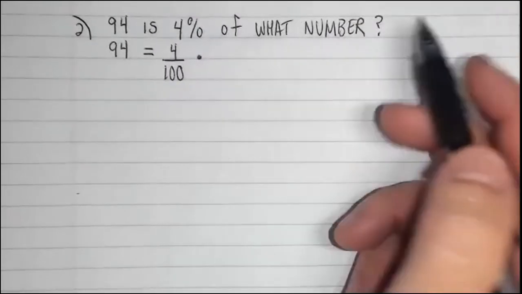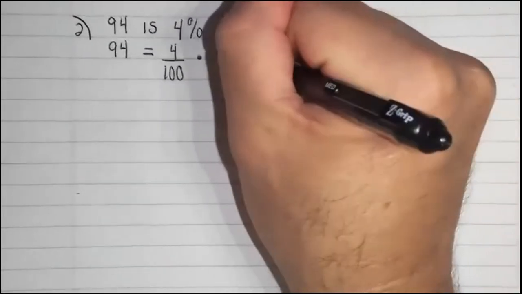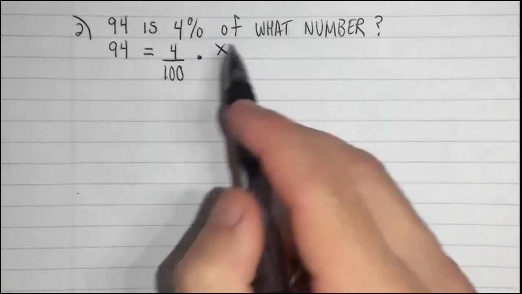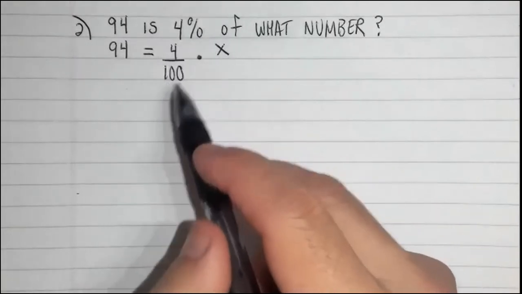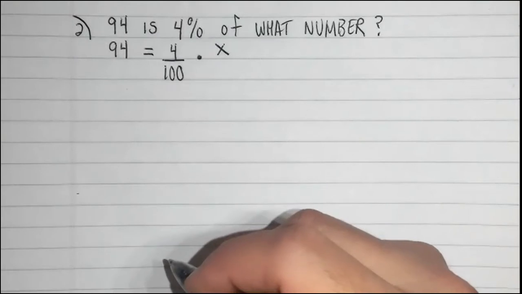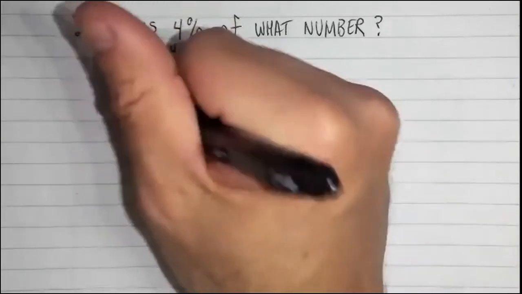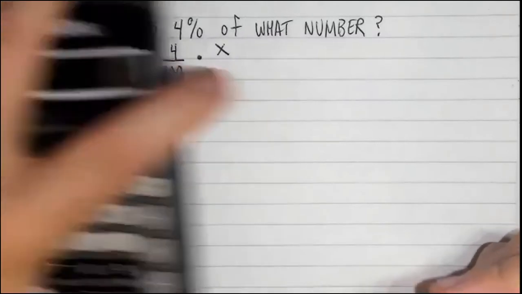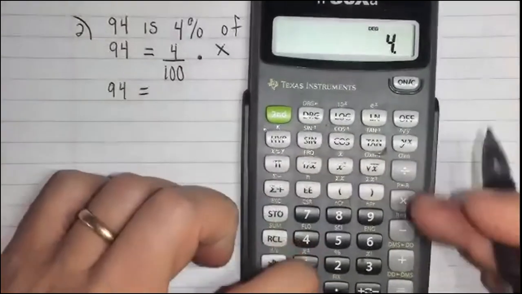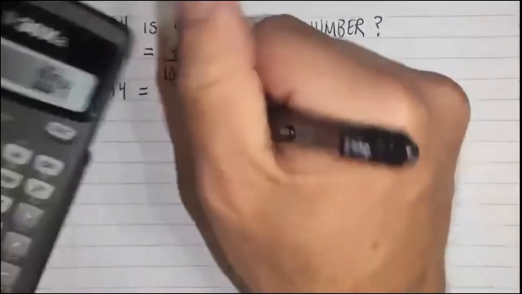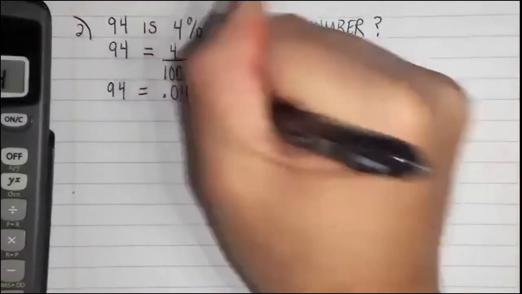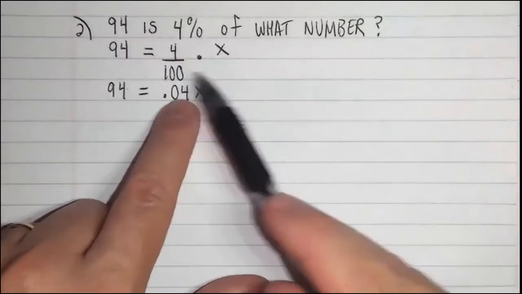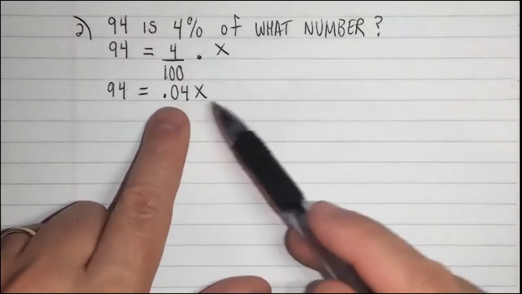And then "what number", that's my cue. Then I've got to use my x variable. So we notice my x is over here. All right, so I'm going to have to get rid of this 4 over 100. And this is where I'll convert that to a decimal, okay? So I'm going to go 4 divided by 100. It's going to convert to 0.04. So what I'm going to have is 0.04x. That's what 4 over 100 converts to as a decimal.